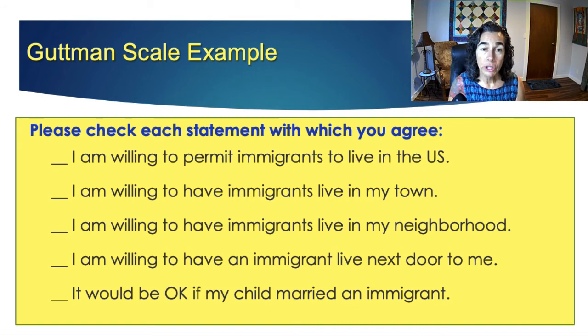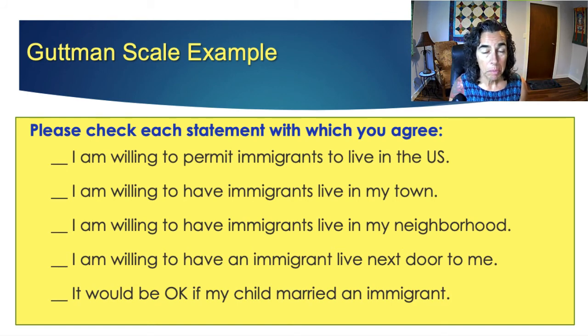Here's a Guttman scale example, and a Guttman scale is based on checking agreement with provided statements. So again, they're not questions, they're statements, and in this one, you can answer in the affirmative as many as is appropriate or true for you. So please check each statement with which you agree, right? So there may be multiple answers on one question or on one page.